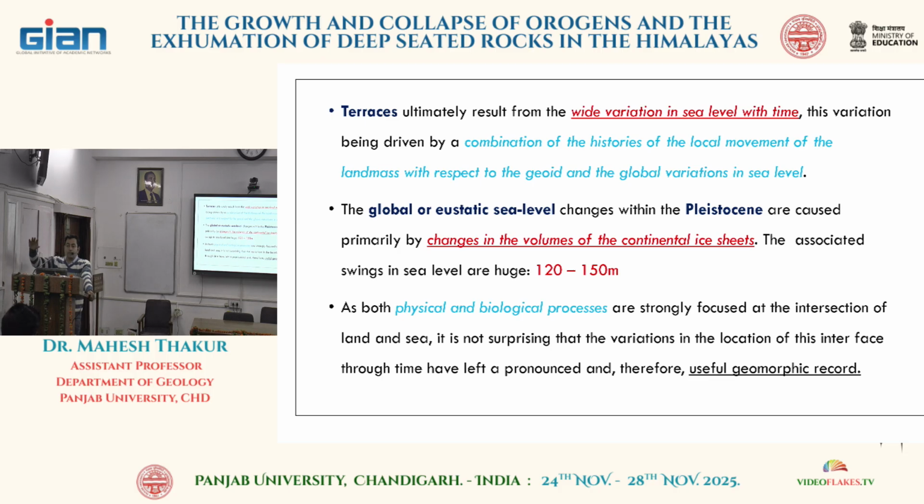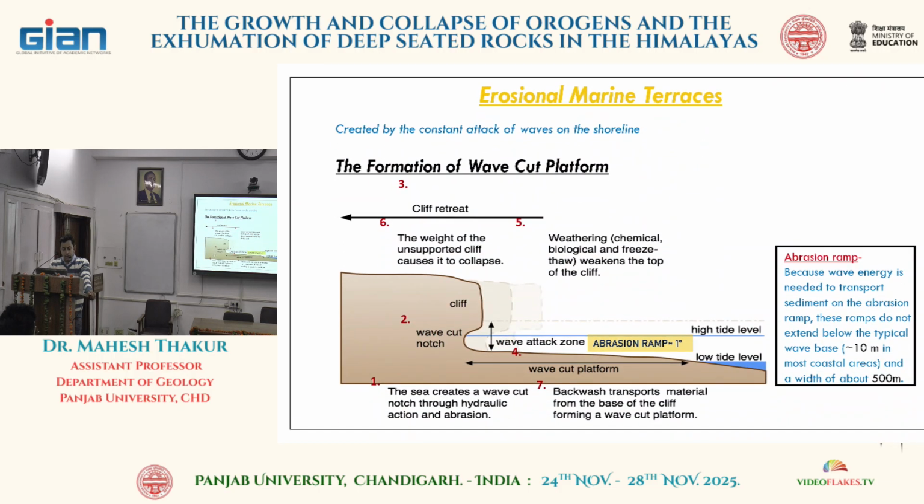We know the height of Chandigarh is approximately 330 meters above sea level. If the sea level rises 150 meters, in Bombay, half of India will be drowned. So you can think of that 150 meter sea level rise. These are the rises which happened in the past, with an order of magnitude of approximately 120 to 150 meters. So these marine erosional terraces can also act as a geomorphic marker.